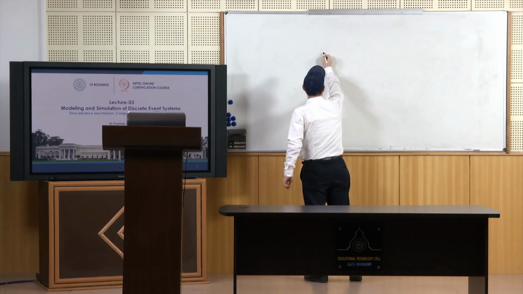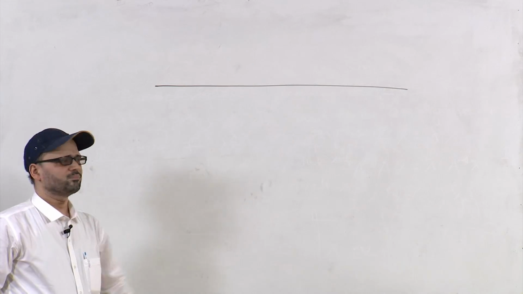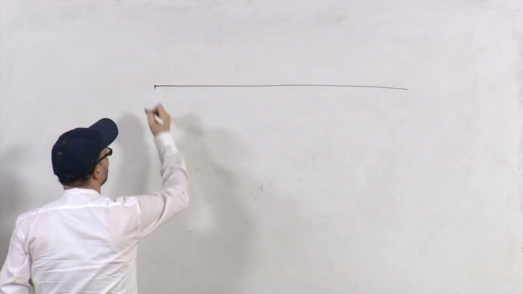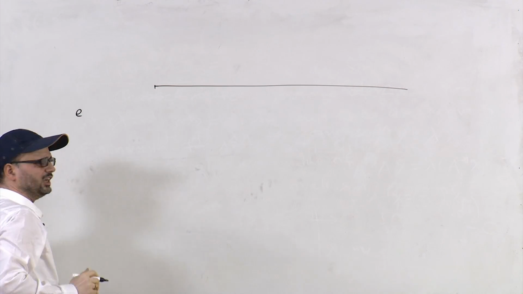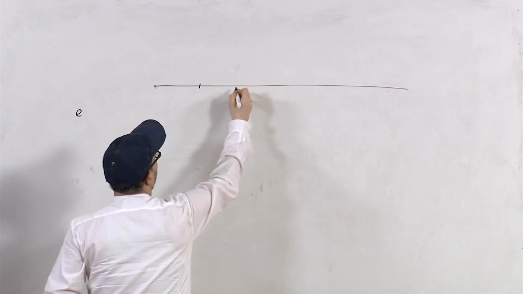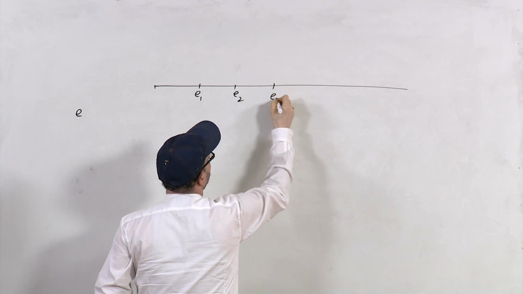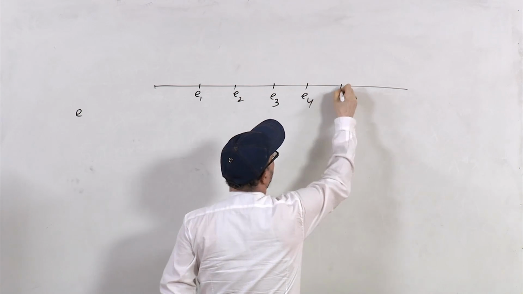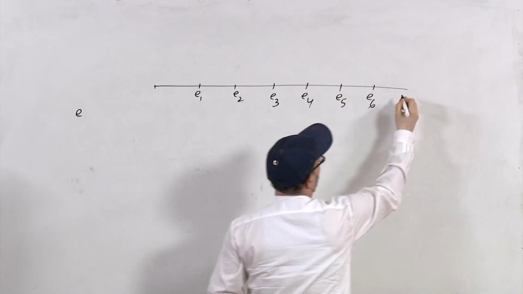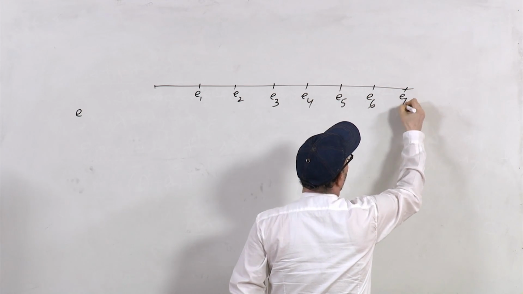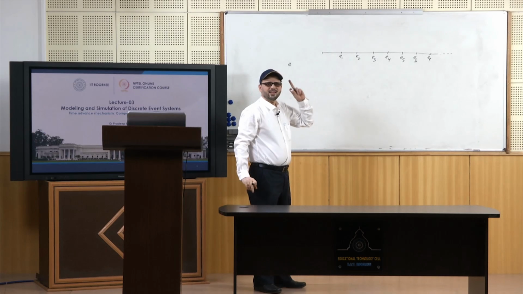So, suppose you have the time horizon, and in that you are starting from 0, and an event is denoted by E. So, suppose you have E1, E2, E3, E4, E5, E6, or E7, and it will go on. So, these are the events.